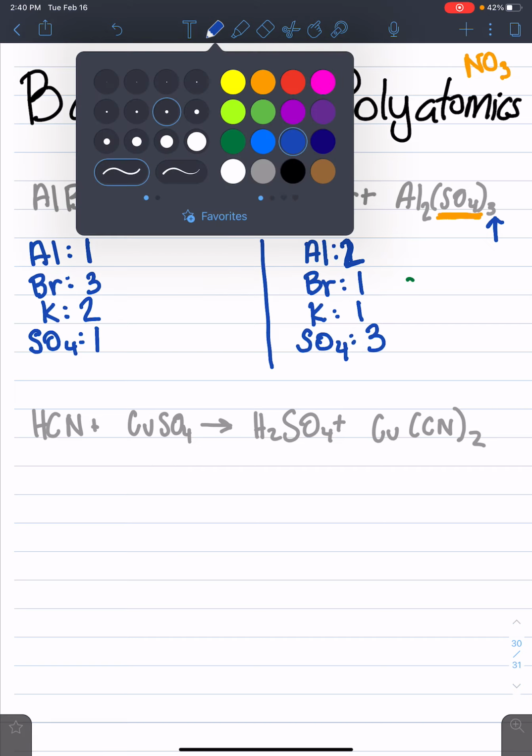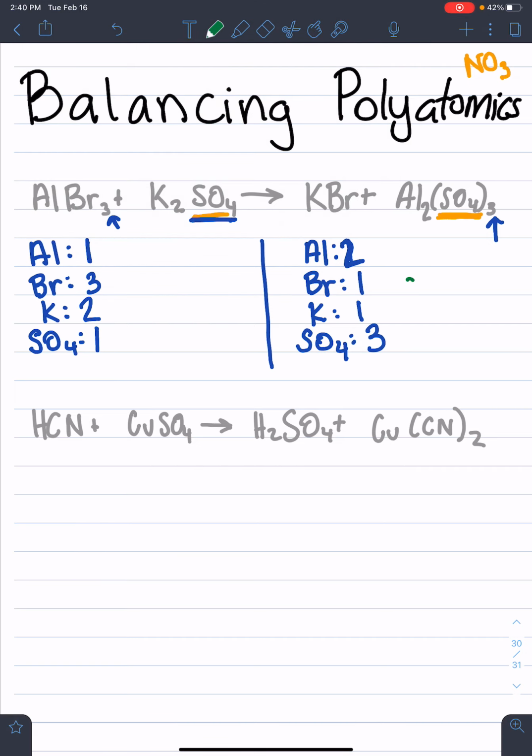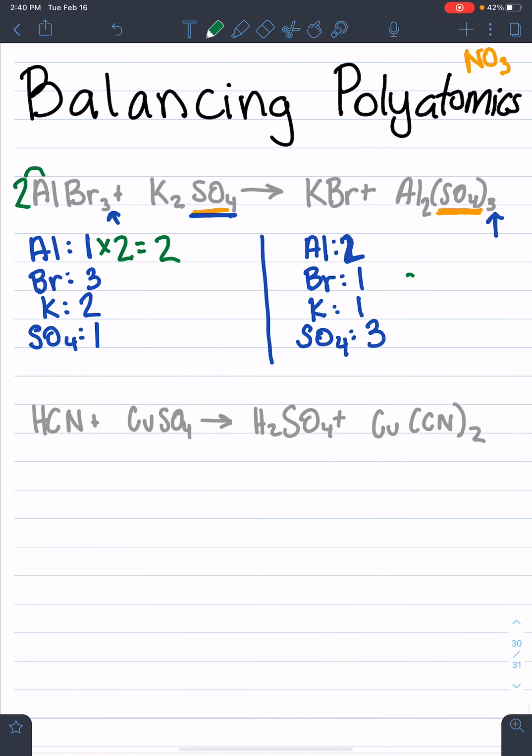So now if we look at our equation, Al is 1 and Al is 2 on the other side, so we have to times this by 2 here. We get 2. Remember to put your 2 up front. Now if you multiply that in, remember you have to do it to your Al and your Br3. So we have to times our Br3 by 2, and we get 6. So now our Als are 2 and 2.